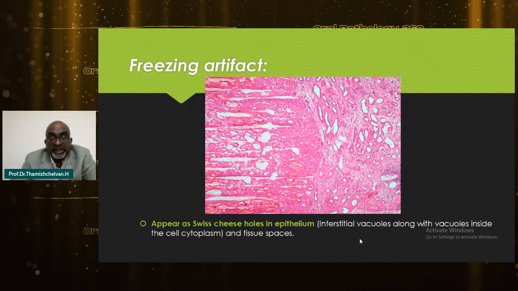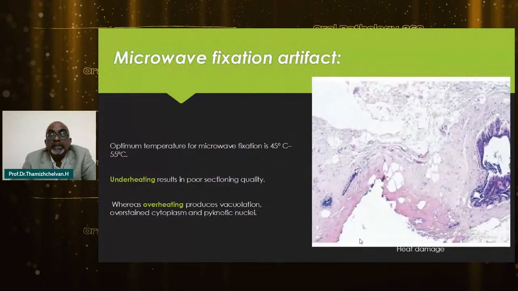Freezing artifacts are also very common, because they look like twisty holes in the epithelium. Microwave fixation is being done in a few laboratories, and here the optimal recommended temperature is 45 to 55 degrees. Underheating can reduce quality, whereas overheating causes vacuolation, overstained cytoplasm and pyknotic nuclei.